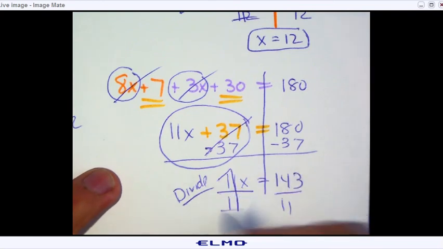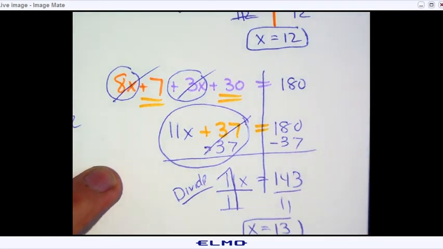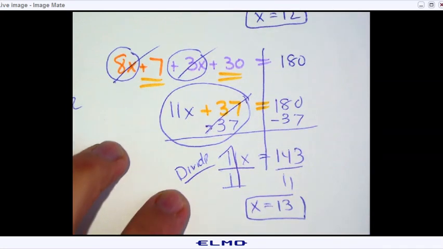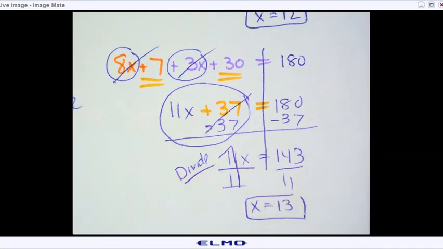So there's your answer. X is 13. What does that mean? That means when I plug in x, it's going to balance. The left side is going to balance with the right side, and we're not going to do the work. So that's your answer. X is 13. But 13 what? 13 degrees.